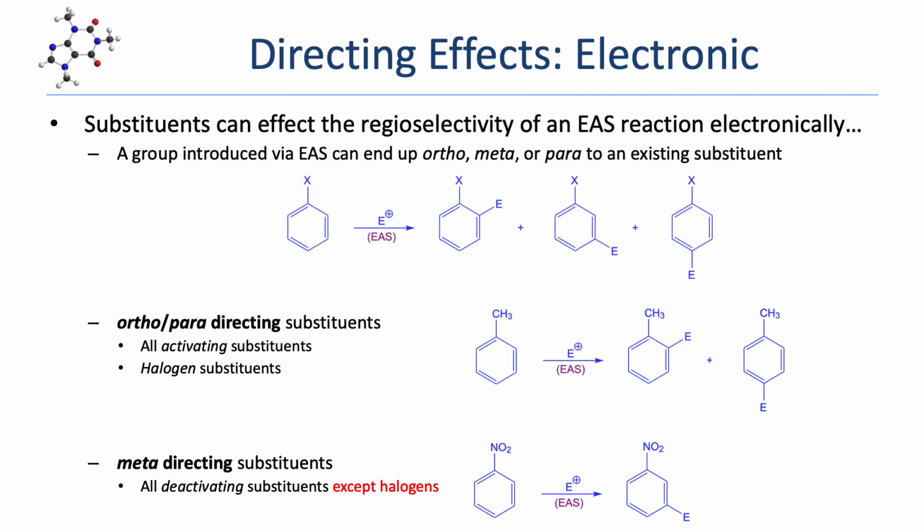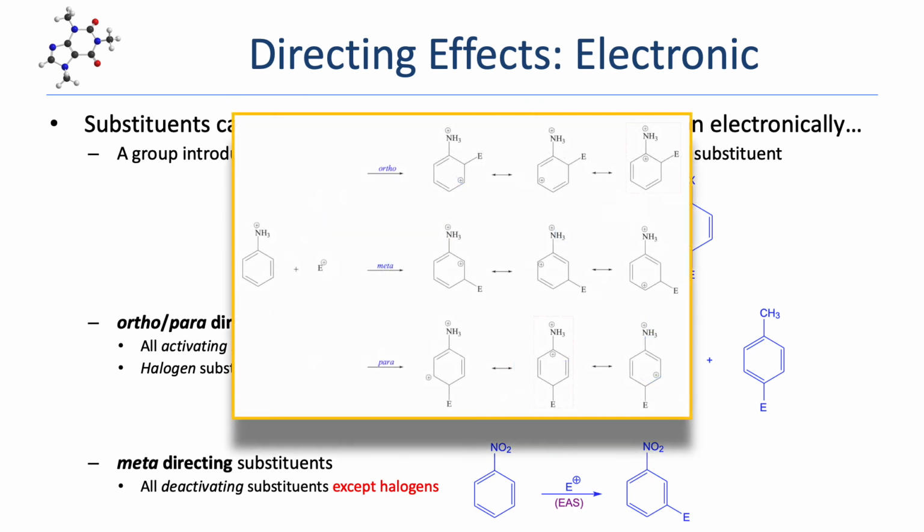The story changes again when we look at deactivating substituents. So here I show the first mechanistic step of an EAS reaction starting with the conjugate acid of aniline, which has a powerful inductively deactivating substituent. We can see that regardless of the position of attack, a resonance system with 3 resonance structures is formed.